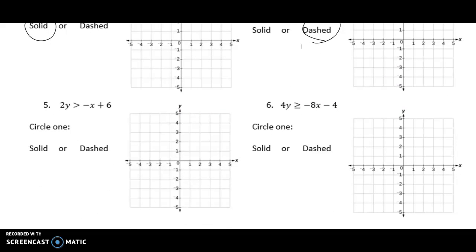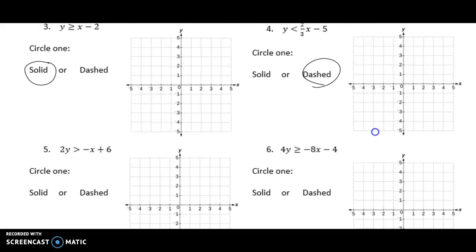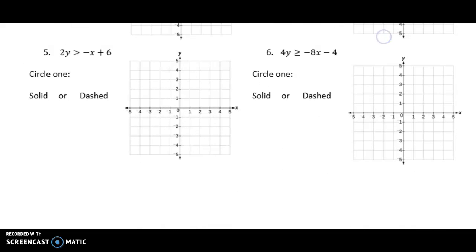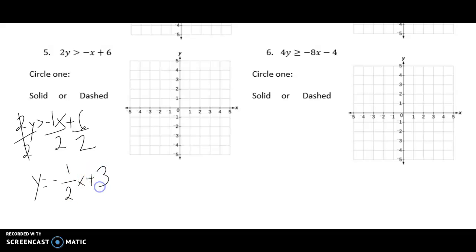2y is greater than negative x plus 6. Oh, we got to take a quick break. We got to get this one so that y is by itself. So 2y is greater than negative x plus 6. We're going to divide by 2 on all sides because we want to get that y by itself. We get y is equal to negative, what's that invisible number? It's a 1. So it's going to be y is equal to negative 1 over 2x. 6 divided by 2 is 3. So it's going to be plus 3.